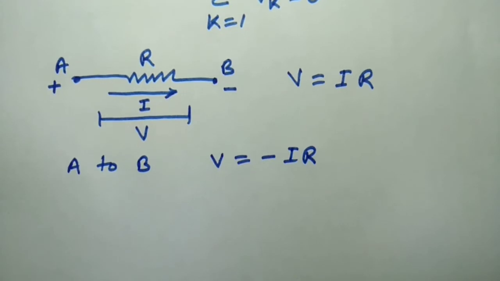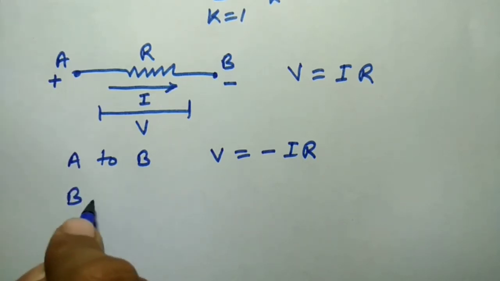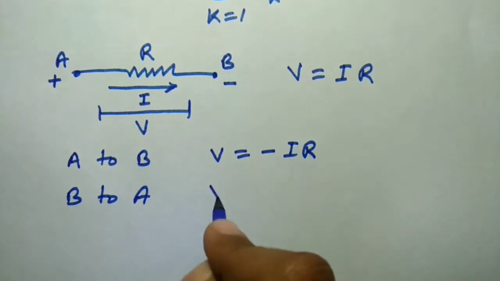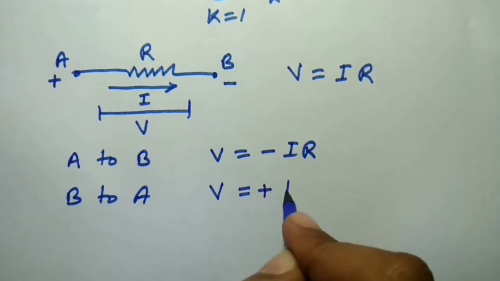On the other hand, in the same resistance, if we go from B to A, that means just opposite of the direction of the current. The current is again flowing from A to B because current always flows from positive to negative. But if we move from B to A, that means we are going against the flow of current. In that case, the potential across the resistance will be taken as positive.